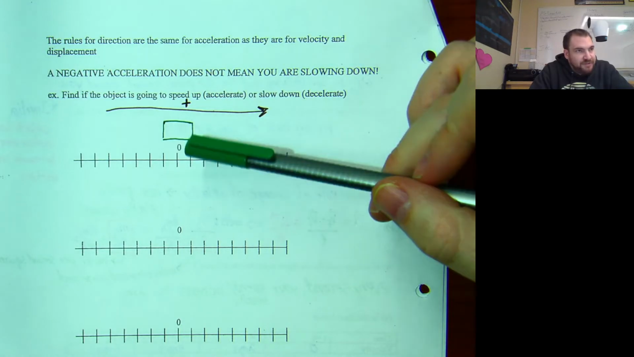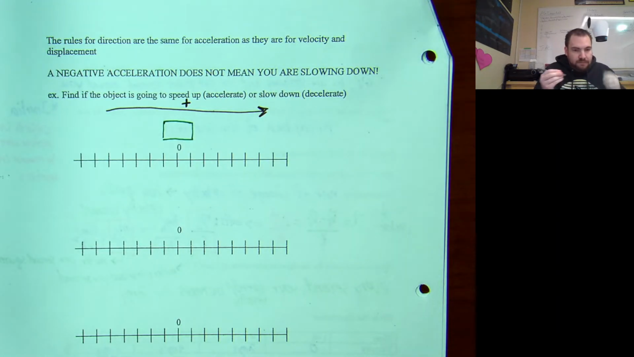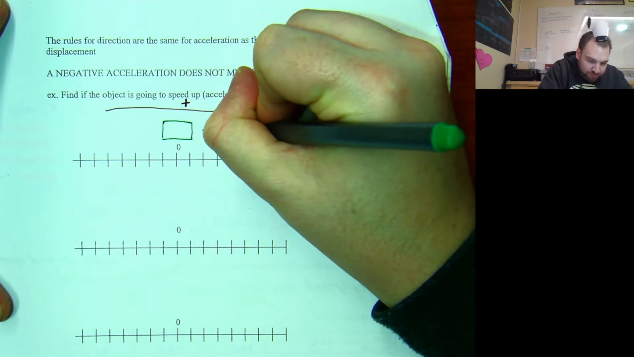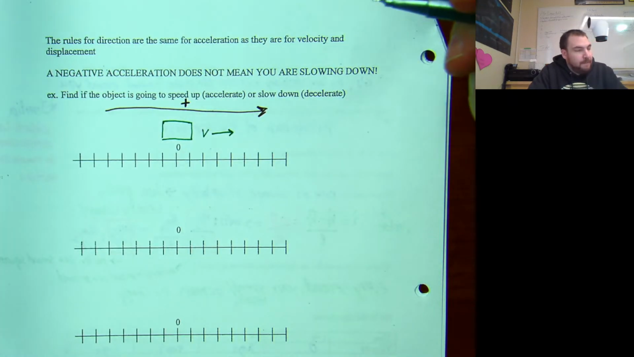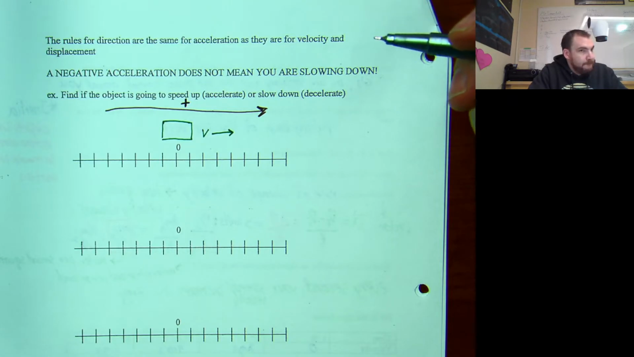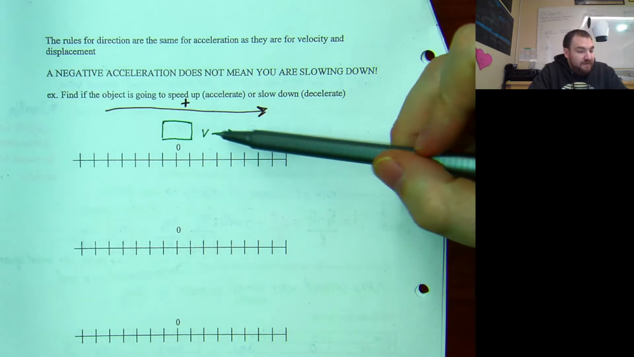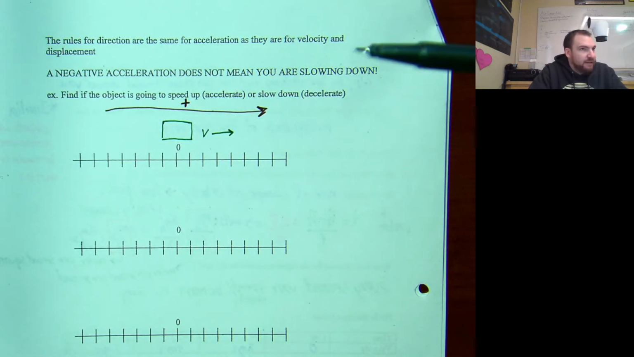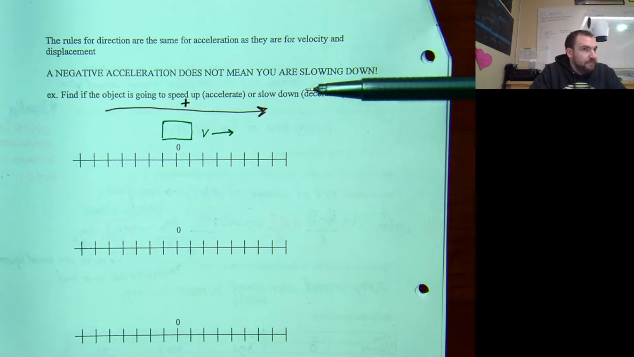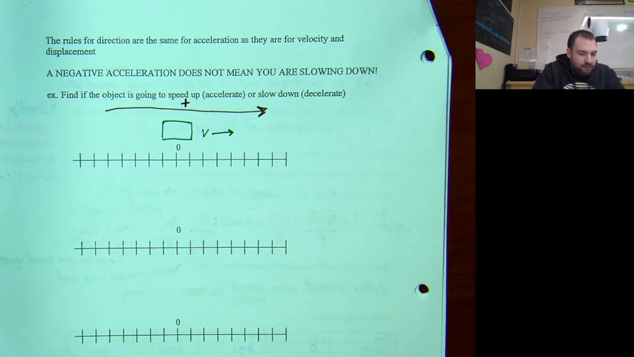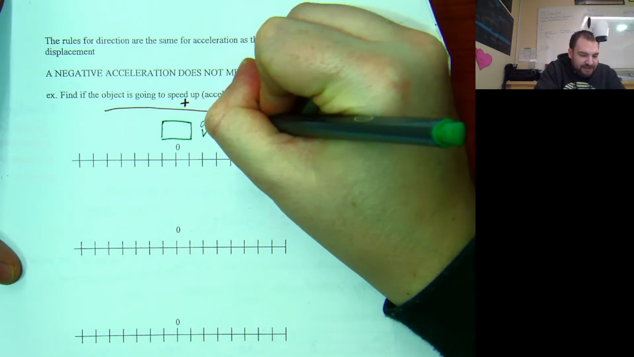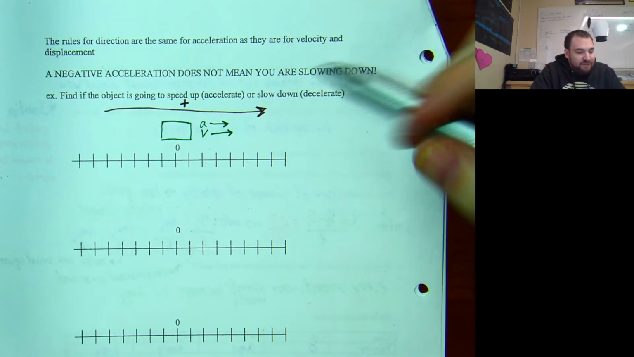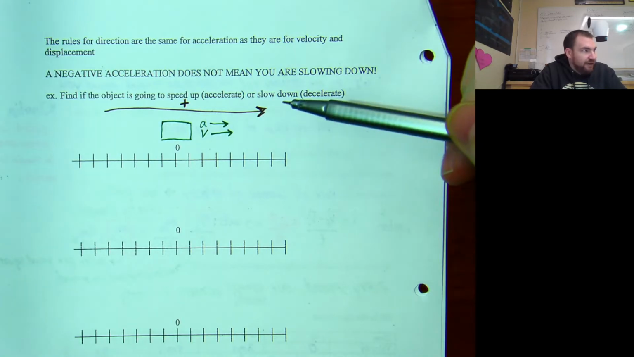So if I have this object, and it has a velocity in this direction, what does that mean? If I tell you that my block has a v to the right, what does that mean practically? It's moving to the right. What if I also tell you that it's accelerating that way? It has a velocity to the right and an acceleration to the right. What does that mean?